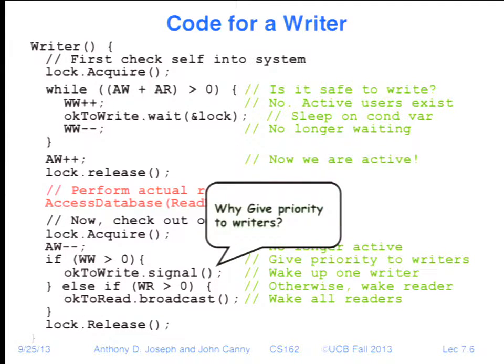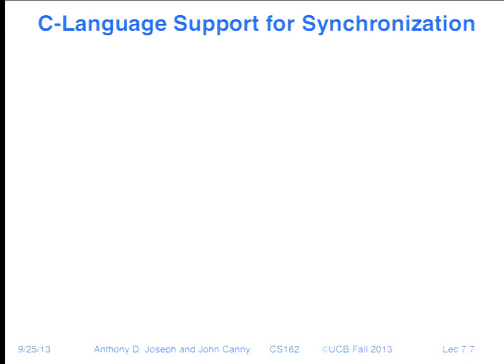Why do we do that? Yeah, intuitively, you want to give writers priority in case they're ready to do an update to the data. So you'd rather that happen first before somebody reading the data and getting stale data, although they could get more up-to-date data. Right, so that priority is important.